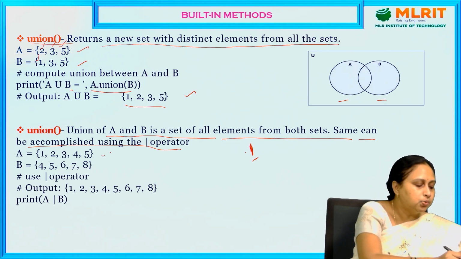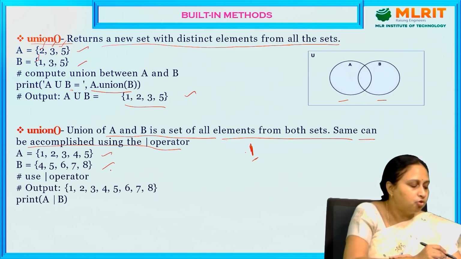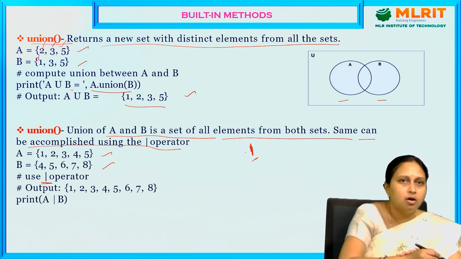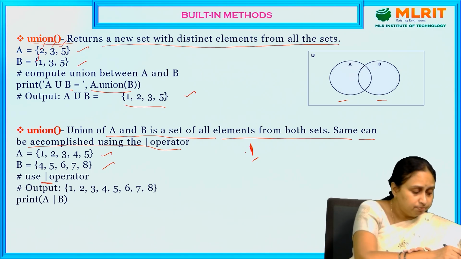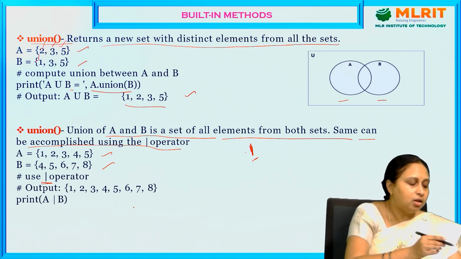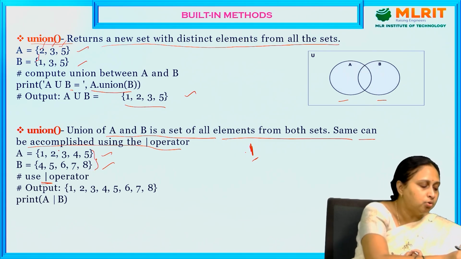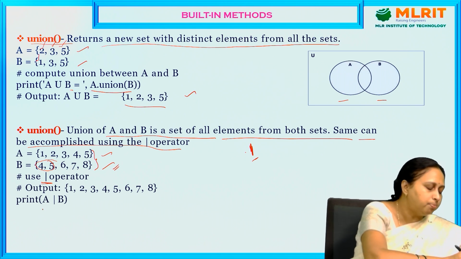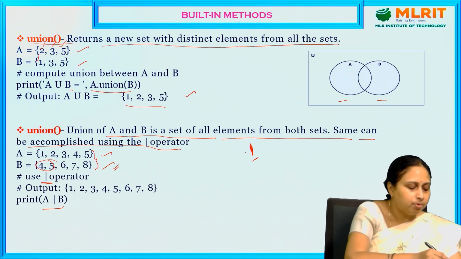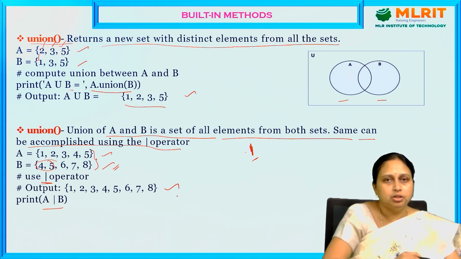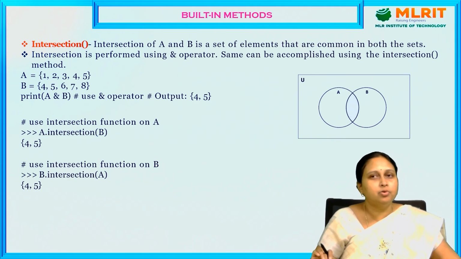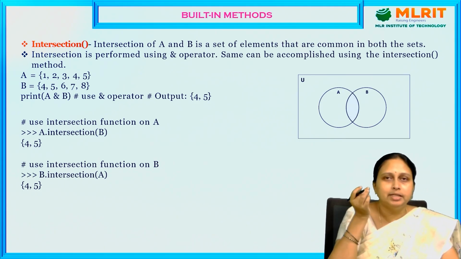Here we are taking 2 sets, 1, 2, 3, 4, 5 and 4, 5, 6, 7, 8. And we are going to use the union operator. This will return the distinct values among these 2 sets, that is 1, 2, 3, 4, 5, again 4, 5 is repeated, then 6, 7, 8. Up to this it is going to return. And if I print A union B, it is going to print the values 1, 2, 3, 4, 5, 6, 7 and 8. That is about the union. And the next one is intersection.